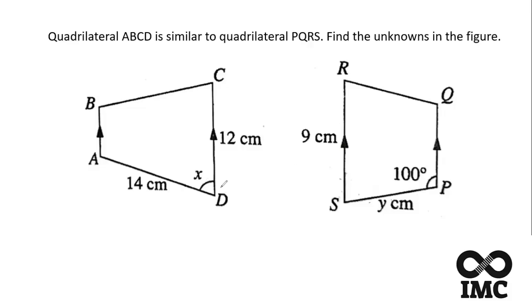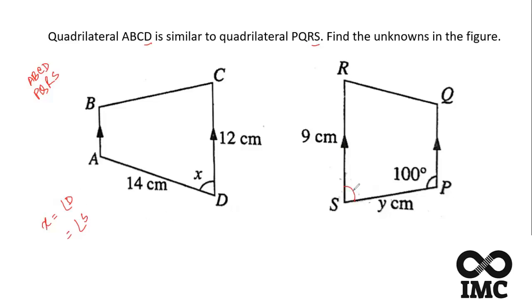So for this one, we need to find x at first. How can we find x degree? x degree actually will be angle D. And from the pattern, we can say angle D and angle S must be equal since PQRS is similar to ABCD. So instead of angle D, we can write angle S.